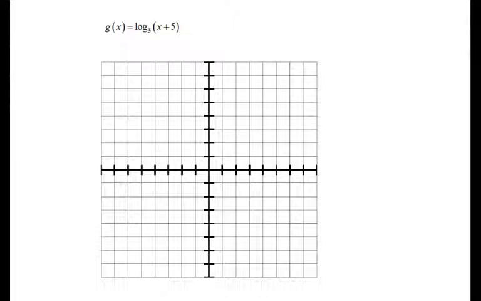Next, we'll take a look at a log graph that has a horizontal shift. So this is the log to base 3 of x plus 5. So from the graph of the log to base 3 of x, this would be basically y equals log to base 3 of x shifted left 5 units.